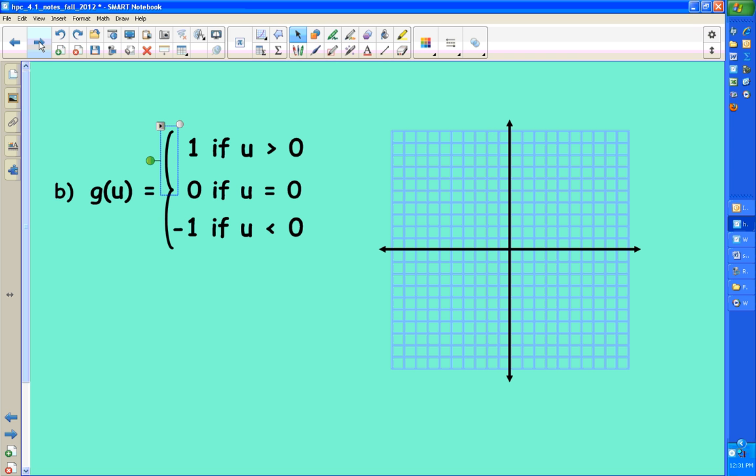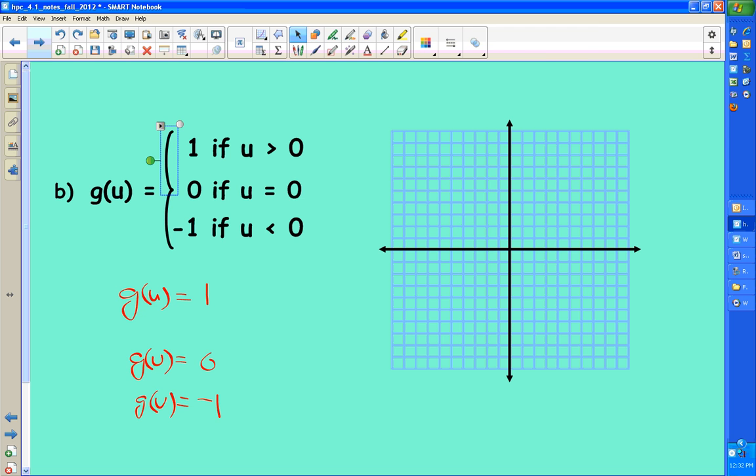This is a piecewise function. You did them in Algebra 1, you did them in Algebra 2. So you have to treat each of them as separate pieces. For example, the top, this function g of u is going to equal 1. The second row says g of u is going to equal 0. And the third one says g of u is going to equal negative 1.